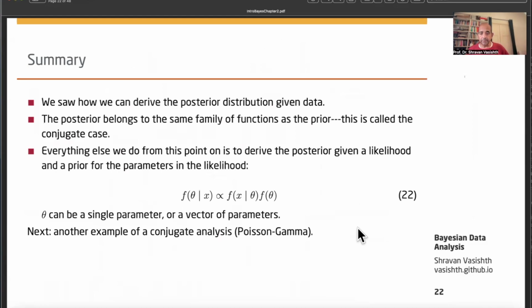So in the next example, I'm going to discuss another conjugate analysis, and this time this will be the Poisson-gamma. I will do that in the second part of this lecture, so as to not make this recording too long. So I'm going to stop here.